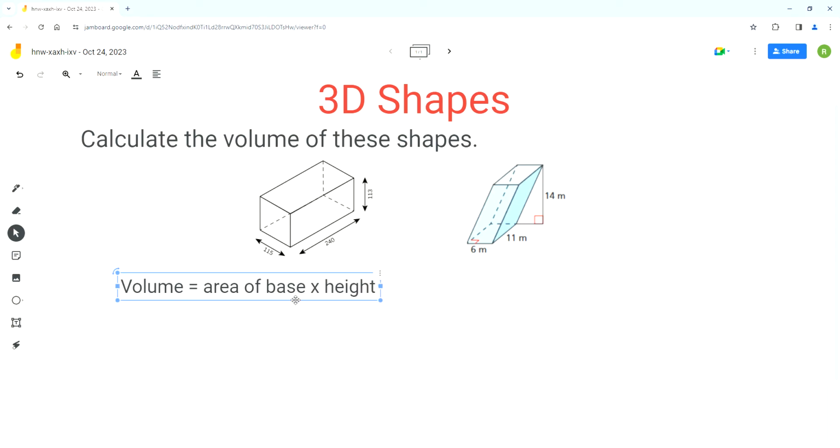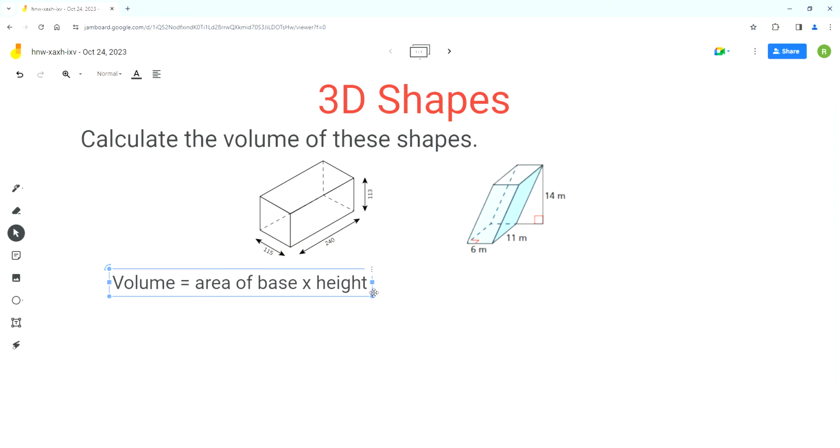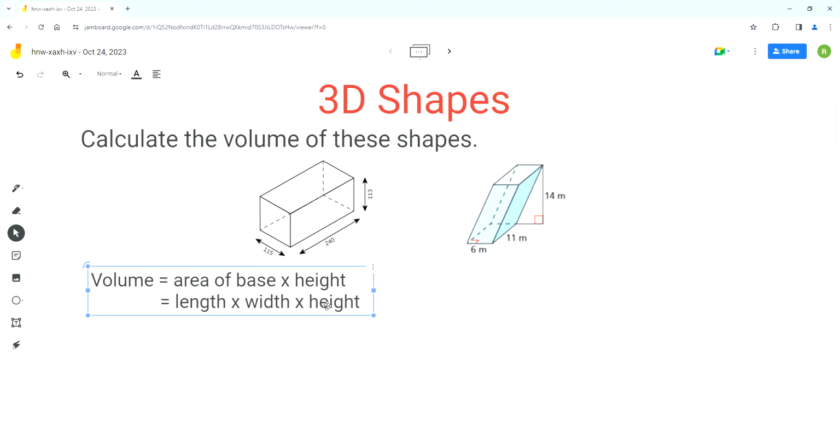Now in this case, the base of this shape is a rectangle. For that rectangle, the area will be length times width. So we can rewrite this formula as the length times width times height. So which is the formula that we are taught for a rectangular prism.